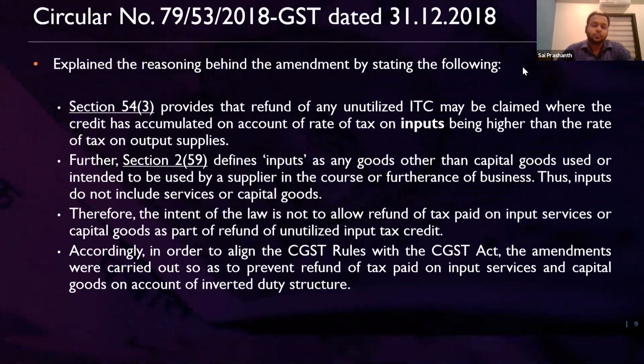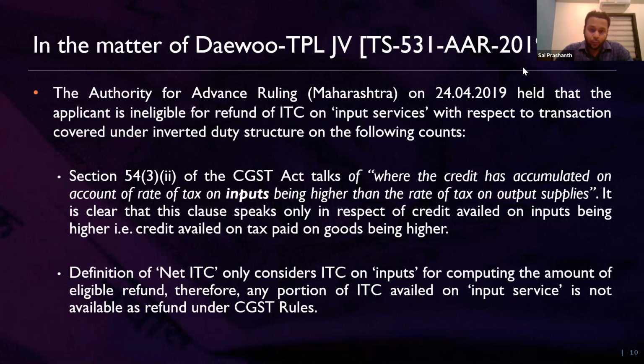Now, after the circular, SSE Daewoo Tata Power Limited approached the Authority for Advance Ruling in Maharashtra, and they asked whether input services are covered under the ambit of 89.5 post amendment. So the AAR said that they are not covered. But what's interesting again is the reasoning behind why they say they are not covered, and that again leads us to the first point which I mentioned, whether section 54.3(2) of the CGST Act talks of where the credit is accumulated on account of rate of tax on inputs being higher than the rate of tax on output supplies. It is clear that this clause speaks only in respect of credit available on inputs being higher, that is credit on tax paid on goods being higher. So again, they rely on this proviso talking only about inputs, and therefore they say input services are not covered within the ambit.